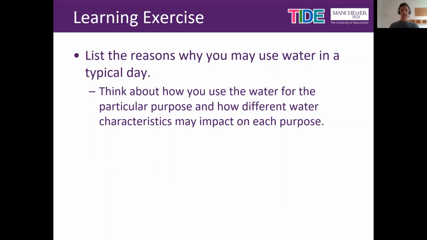The learning exercise for this lesson is to think further about how we use water and how we view water quality. For this exercise, list the reasons how you may use water in a typical day, for example, drinking or washing with. Then think about how you use the water for each purpose and how different water quality characteristics may impact on each purpose.